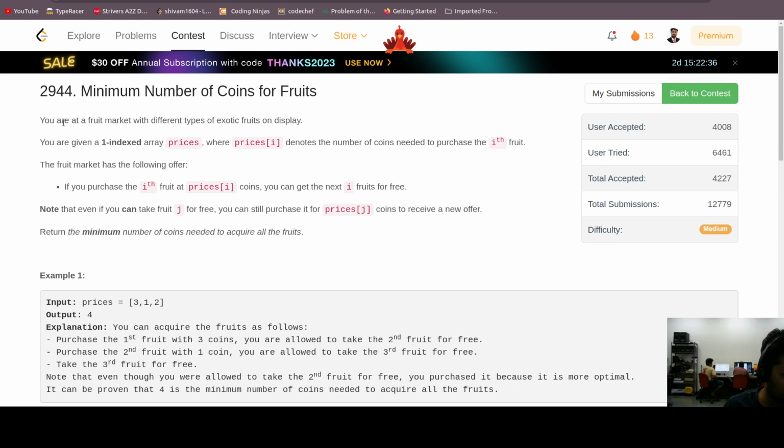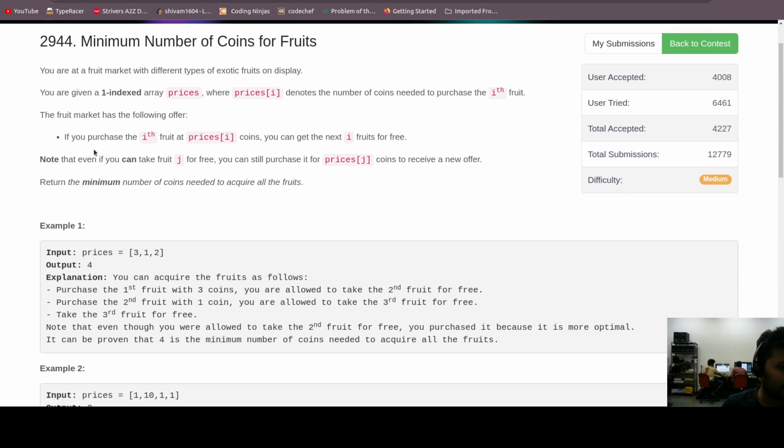So the problem statement: you are at a fruit market with different types of exotic fruit on display. You are given a one-indexed array prices, where prices[i] denotes the number of coins needed to purchase the ith fruit. That means they will give you one array, and the ith index value will represent the cost to buy the ith fruit. And if you purchase the ith fruit at prices[i] coins, you can get the next i fruits for free. That means if you have purchased the fifth fruit, then the next five fruits you will get free.